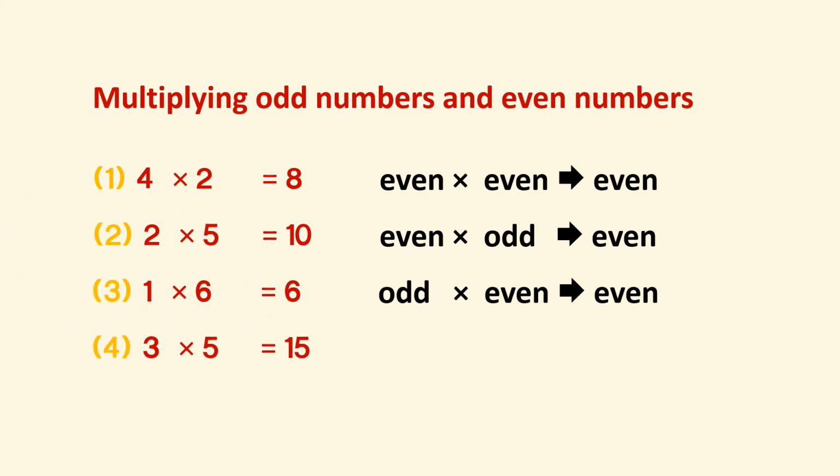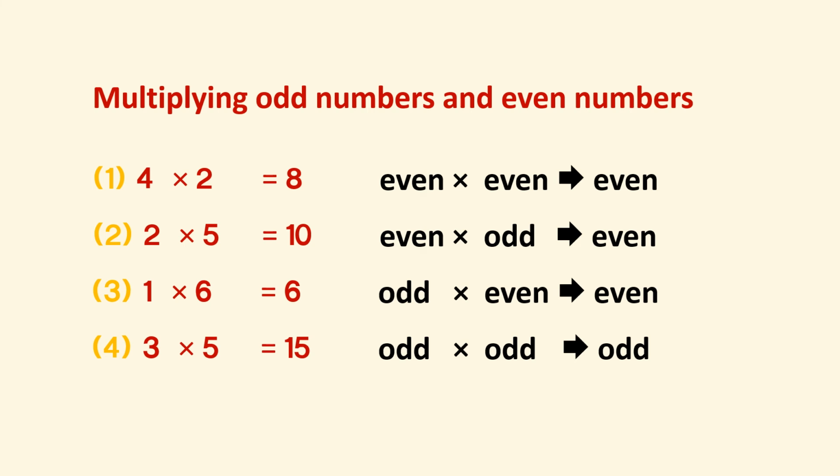Finally, 3 multiplied by 5 equals 15. So, 3 is an odd number, 5 is also an odd number. Finally, the result is 15. That is also an odd number. So, I can say when you multiply two odd numbers together, the result is an odd number.